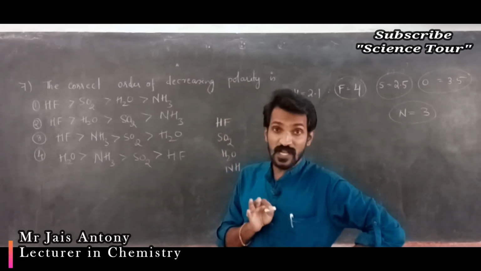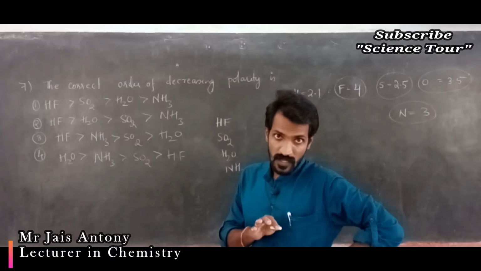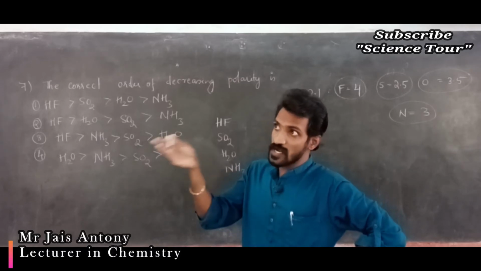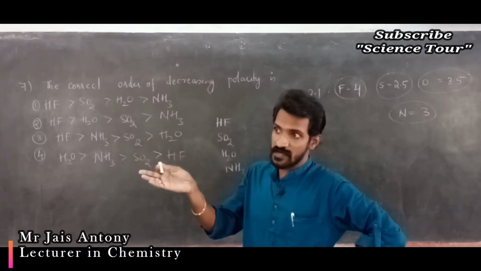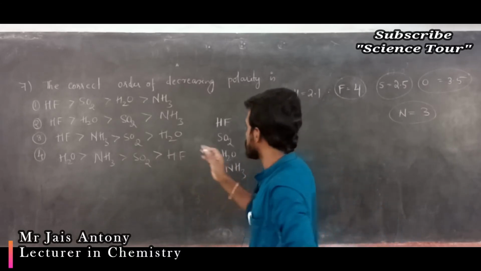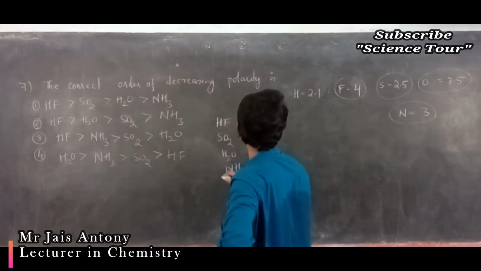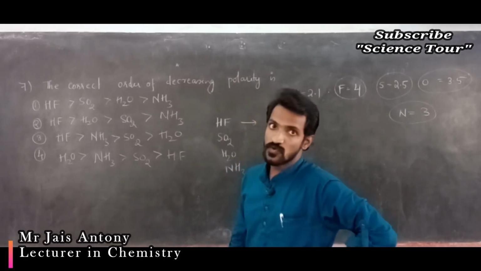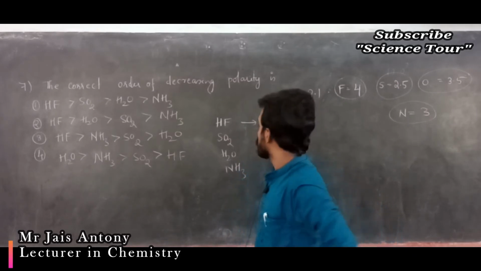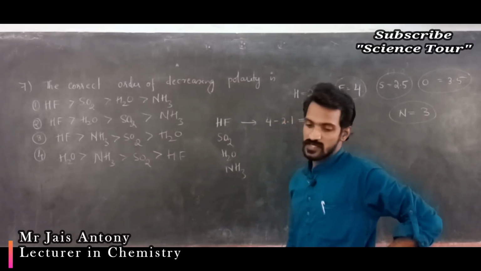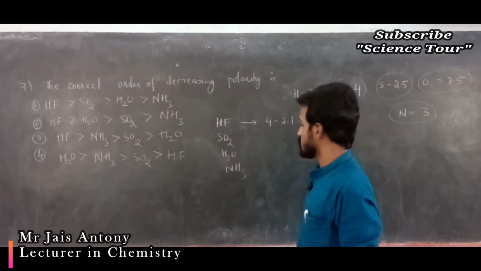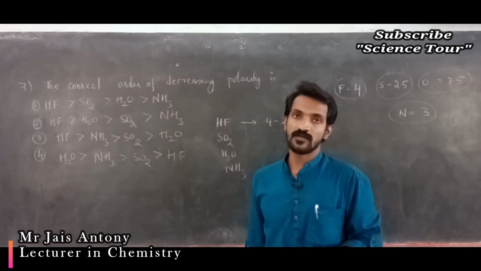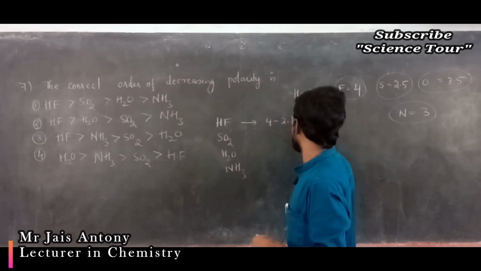Polarity is based on electronegativity difference. Correct? If the electronegativity difference is more, there is more polarity from one side to the other side. My dear students, here HF is there. 4 minus 2.1. Correct? 4 minus 2.1 is actually 1 point how much? 1.9.